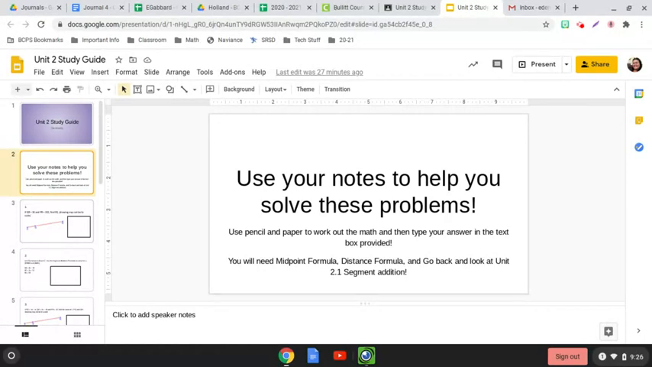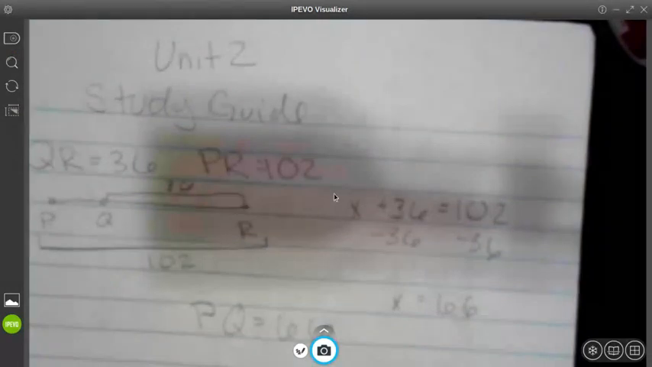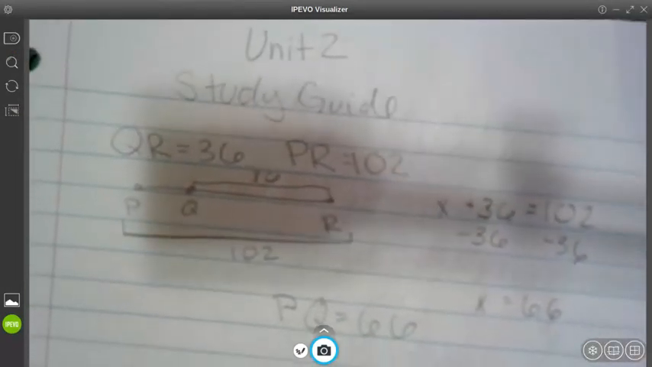So we're going to start with our segment addition. I know it might be a little rusty in your brain. Problem number one says if QR is equal to 36 and PR is equal to 102, find PQ. It's saying that this drawing might not be to scale. So to solve things like this, we want to go through our steps, and our steps are to draw it out, to label it, and then tell our story.